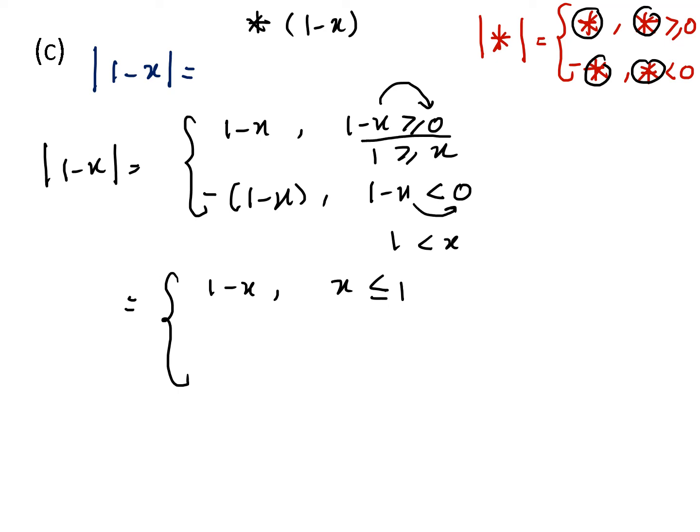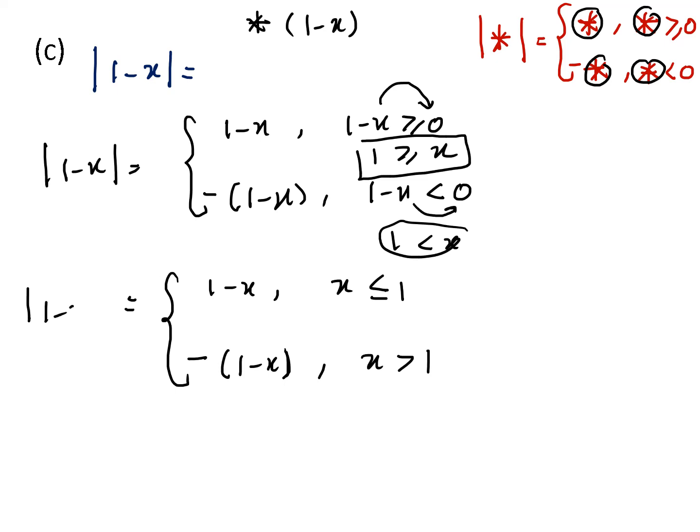Okay, awak tengok kat sini. Arrow dia menghadap x. Okay, so bahagian bawah, negative 1 minus x for, tengok bahagian bawah ni, x is greater than 1. Okay, so 1 minus x. Alright, so if we represent on a number line, start from infinity until negative infinity, so tengok bahagian border ni. Dua-dua number dia adalah 1, so kita akan masukkan 1.